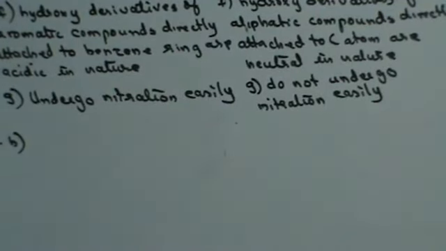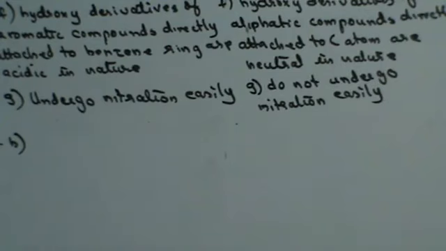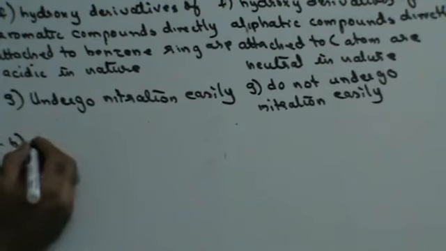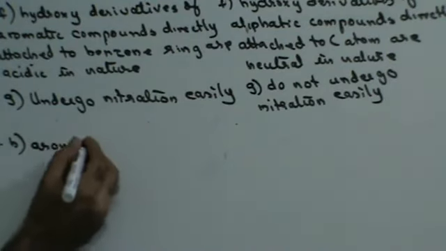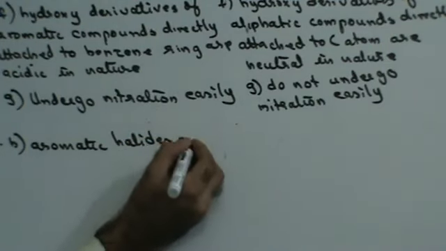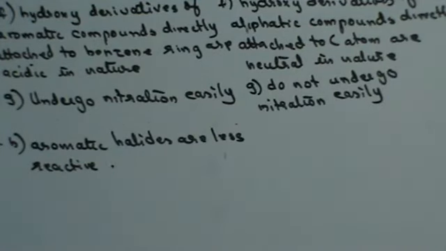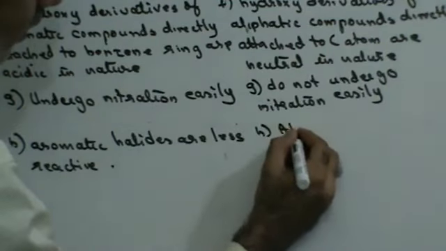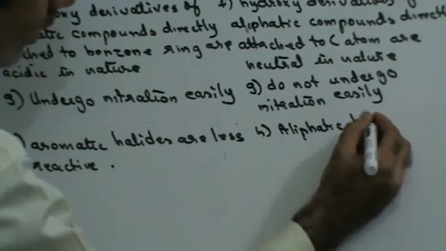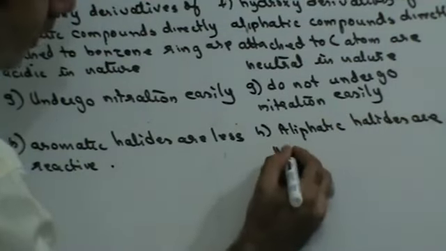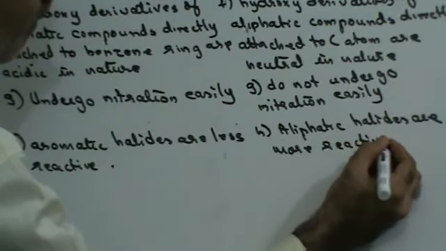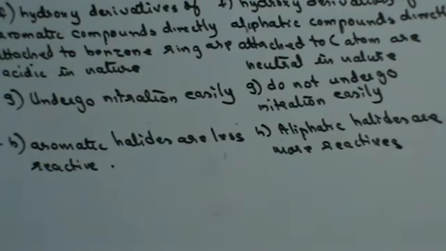Next, aromatic halides are less reactive. Aliphatic halides are more reactive. Right? So this is your basic difference between aromatic compounds and aliphatic compounds, right? Now let's see the structure of benzene.